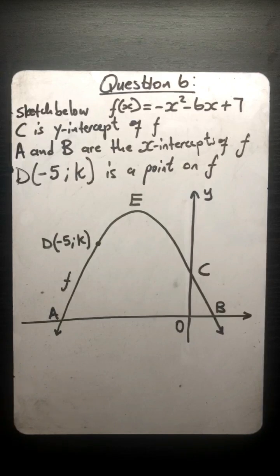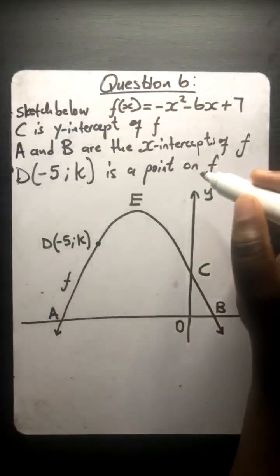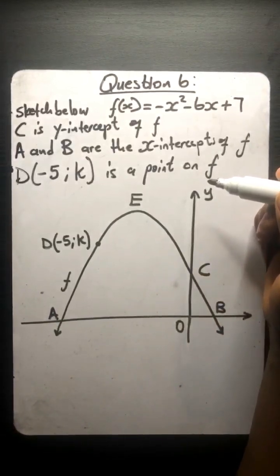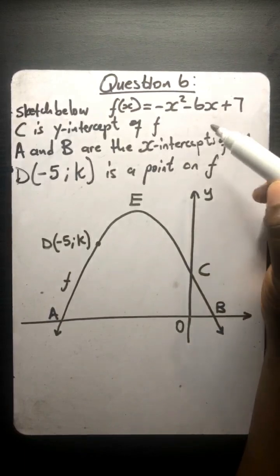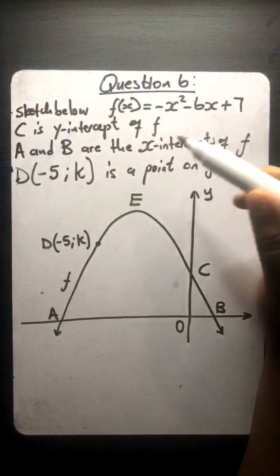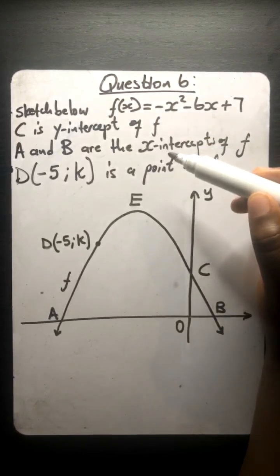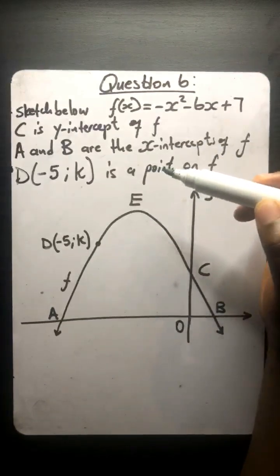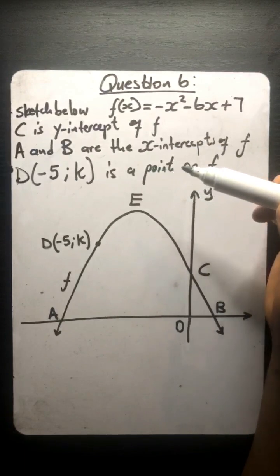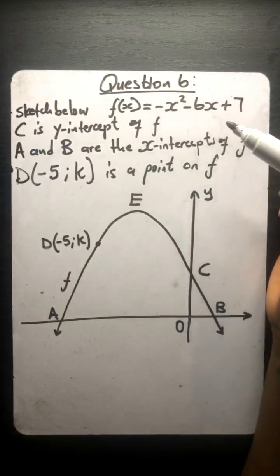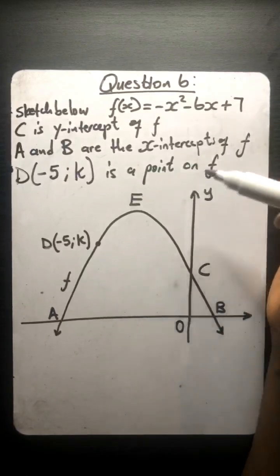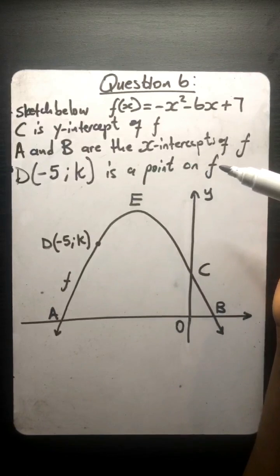Without any waste of time, I'm just going to quickly take you through question number 6, which says the sketch below is f of x equals negative x squared minus 6x plus 7. C is the y-intercept of f. A and B are the x-intercepts of f. D, having the coordinates of -5 and k, is a point on f.